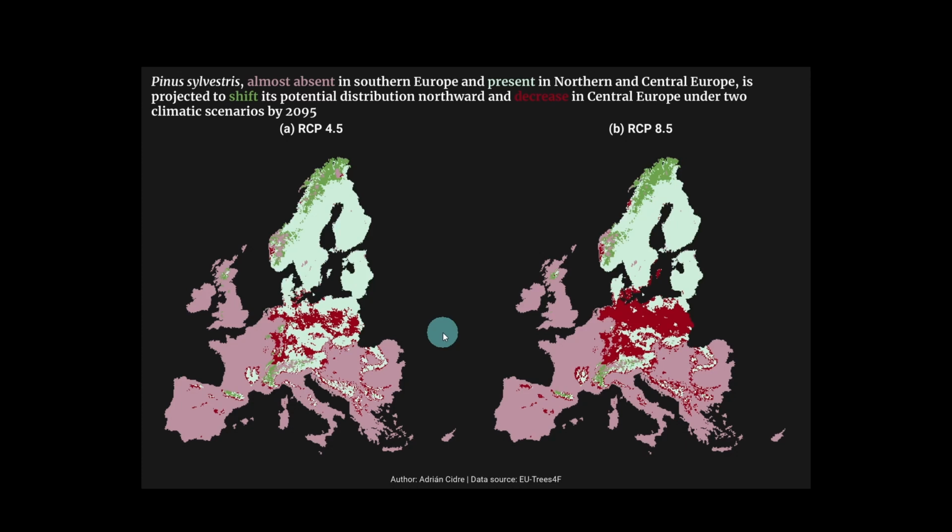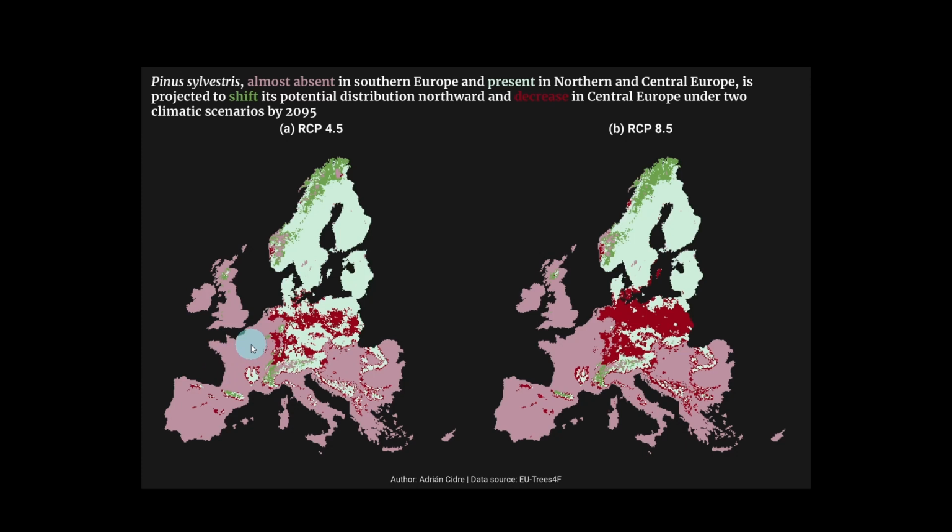The data that I use for creating this map comes from the EU-trees4F dataset, which is a dataset of the current and future potential distributions of some tree species in Europe, and they are mapped at 10 kilometers of spatial resolution. We will access this data by using a package that I developed which has the name of forestdata.